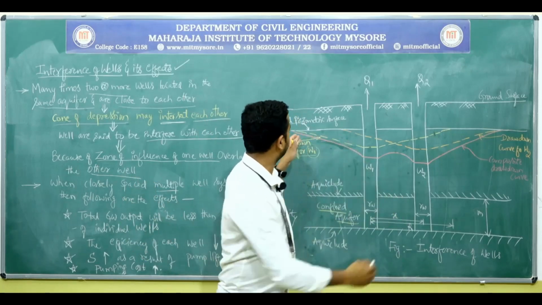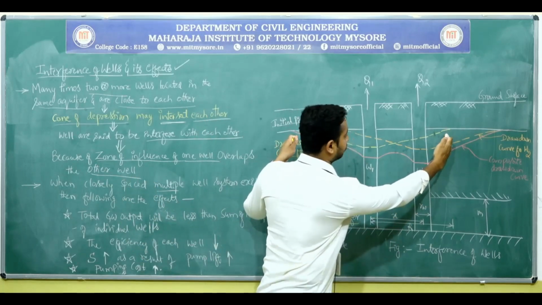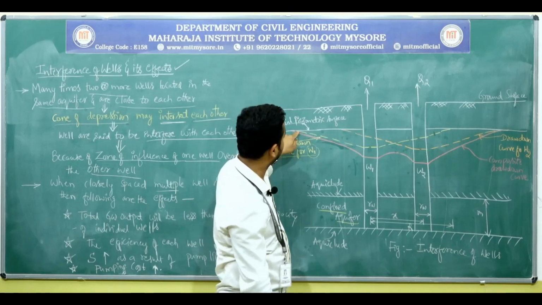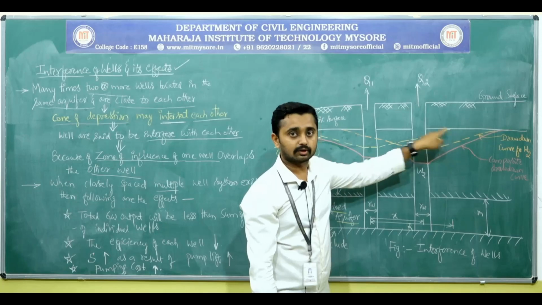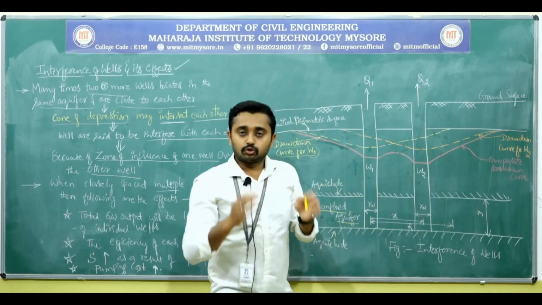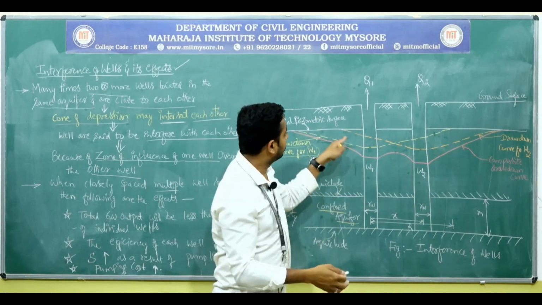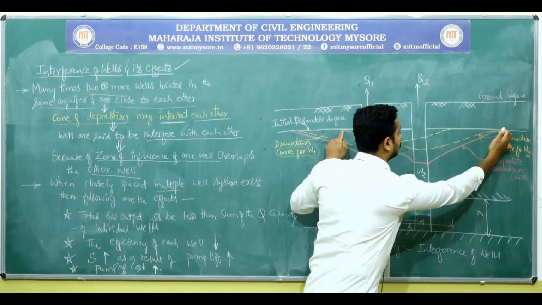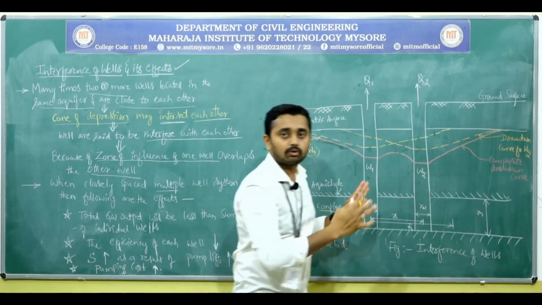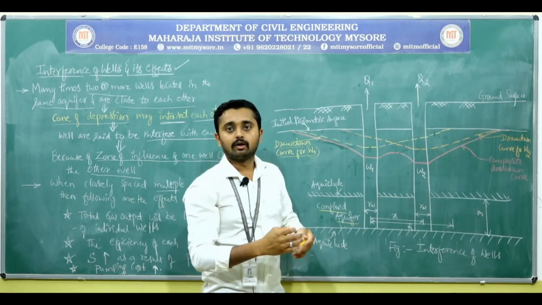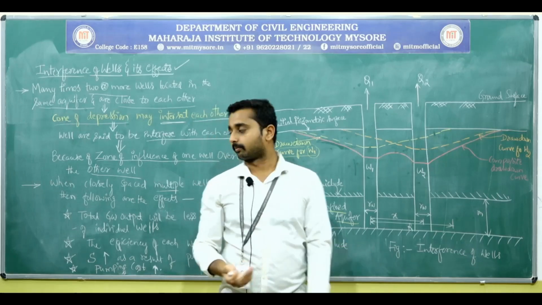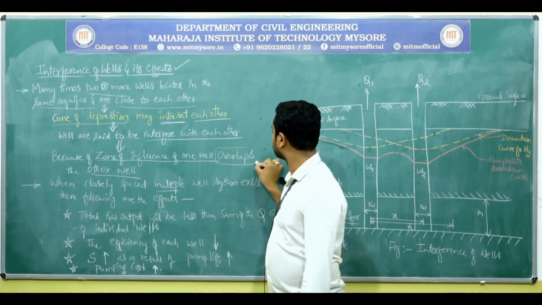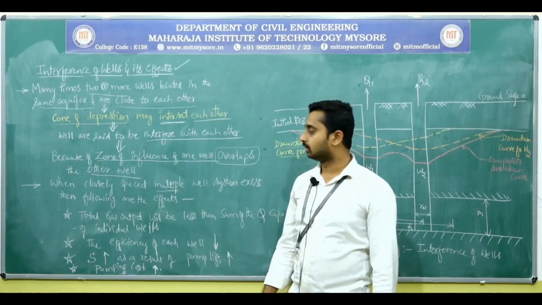Correct? The zone of influence is from this yellow point to this point. The whole area is the zone of influence for well 1. Similarly, the orange line starts from here. So from this area to this area, the whole area is overlapped by each other. The zone of influence of one well overlaps the other well.